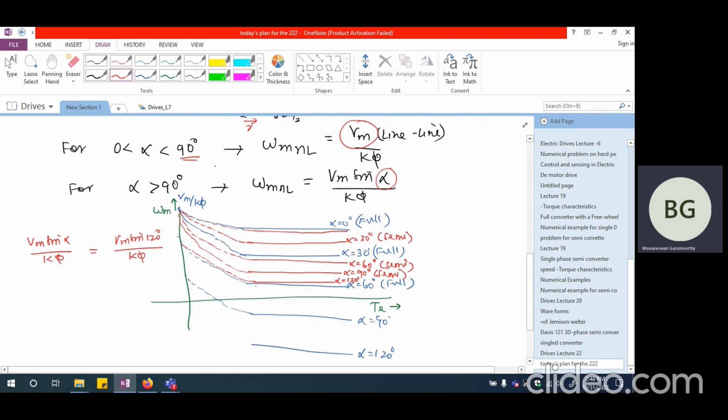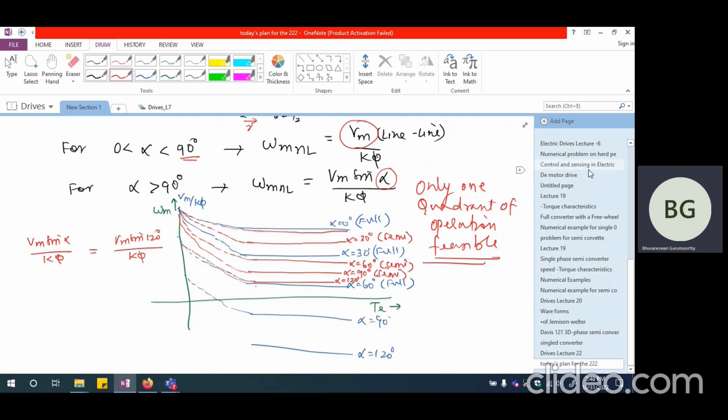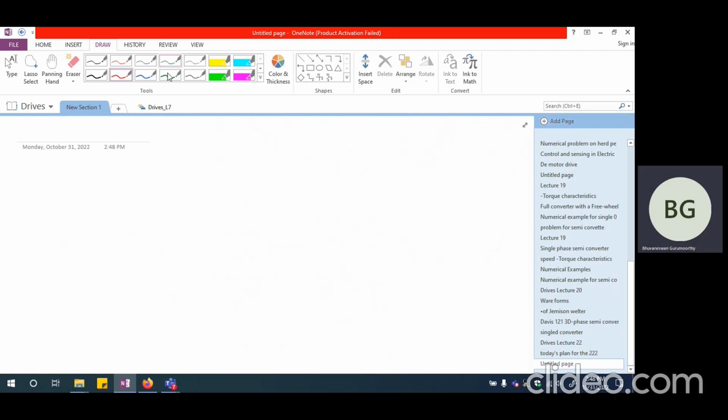in semi-converter case. And always semi-converter speed torque characteristics are going to lie in the first quadrant of operation. So only one quadrant of operation possible. In the case of semi-converter, you cannot have even two quadrants of operation. Okay, so this is one point I just wanted to bring to your notice. Fine. Now let us try to take a look at series motor drive.